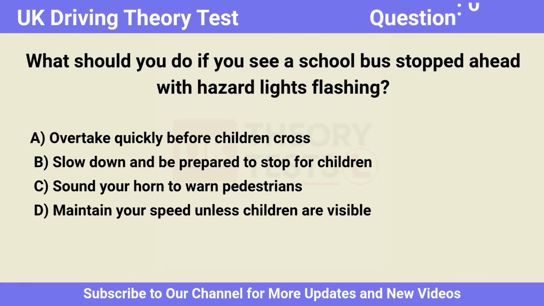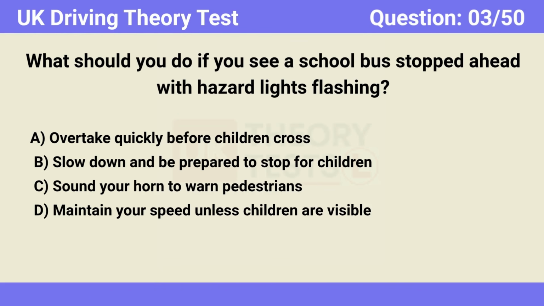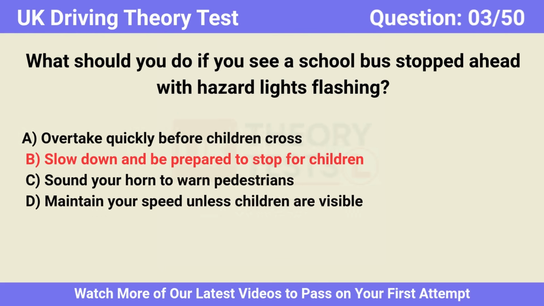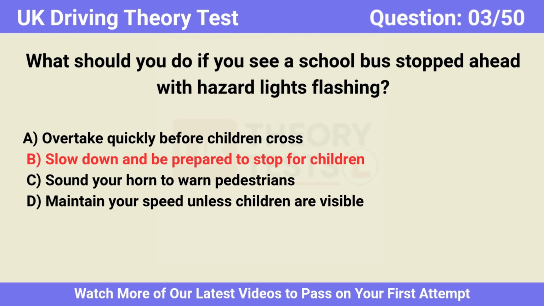What should you do if you see a school bus stopped ahead with hazard lights flashing? A. Overtake quickly before children cross. B. Slow down and be prepared to stop for children. C. Sound your horn to warn pedestrians. D. Maintain your speed unless children are visible. Correct option is B. Slow down and be prepared to stop for children.